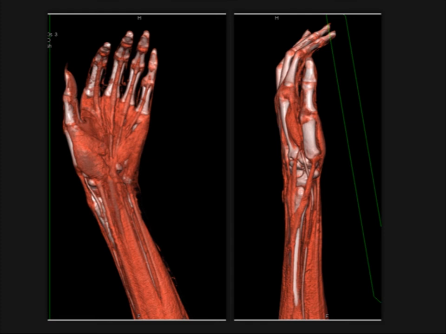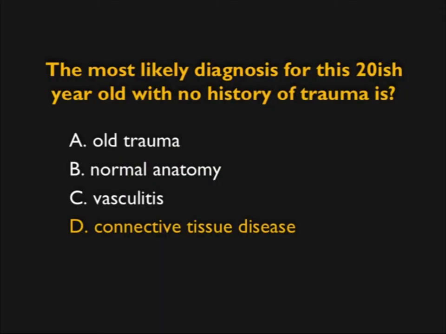There's no evidence of vasculitis here in the sense that you don't have any vessels to look at. It's not normal. The tendons are way too thick and there's contraction. It's not a situation where there's trauma. This is connective tissue disease. And the patient had a very non-specific connective tissue disease, but just a very nice example of showing you the volume rendering in this case as well.